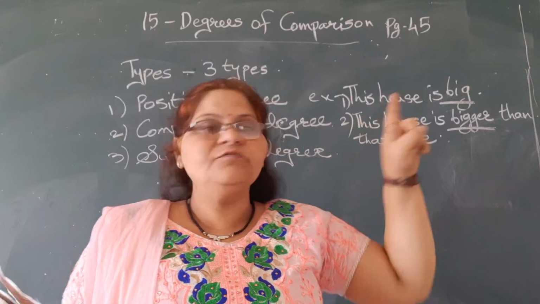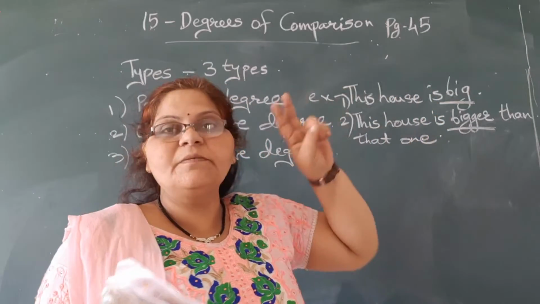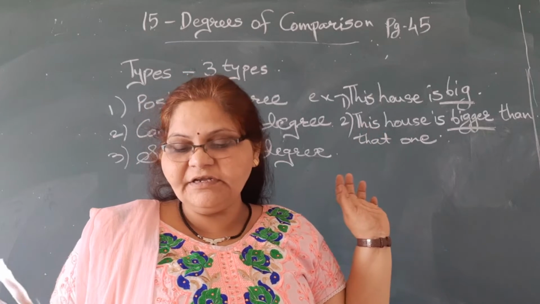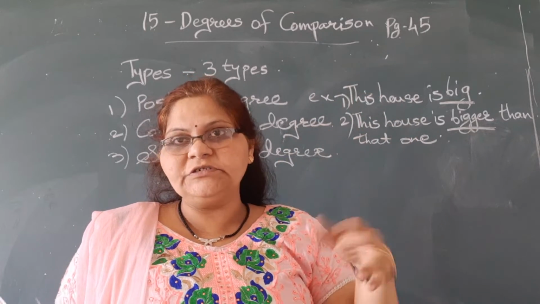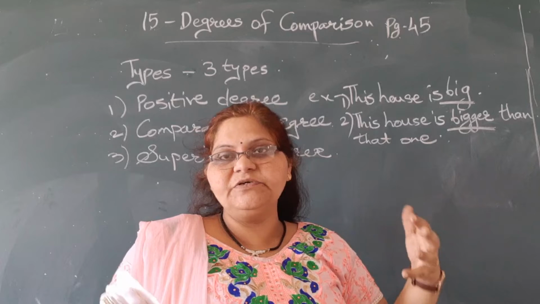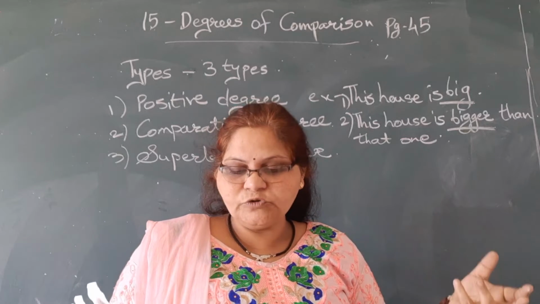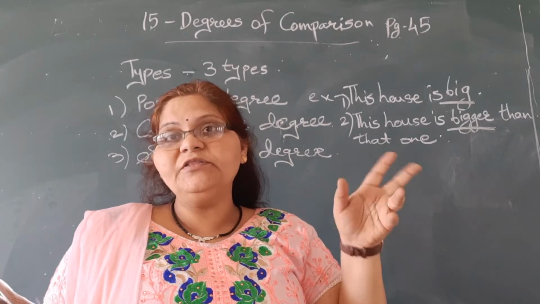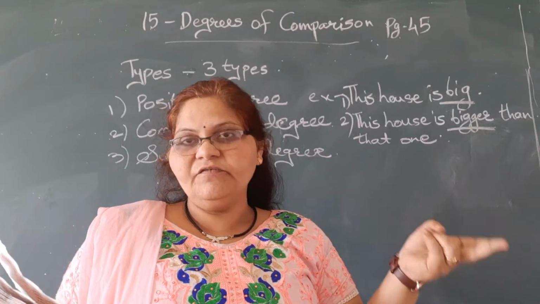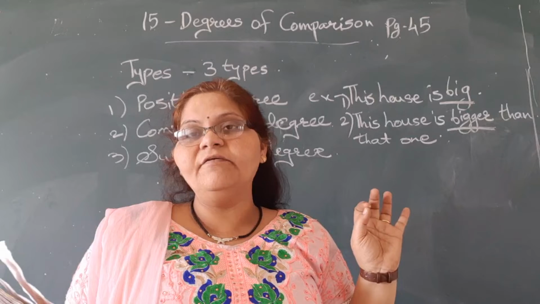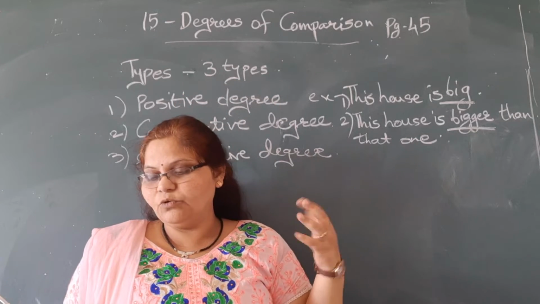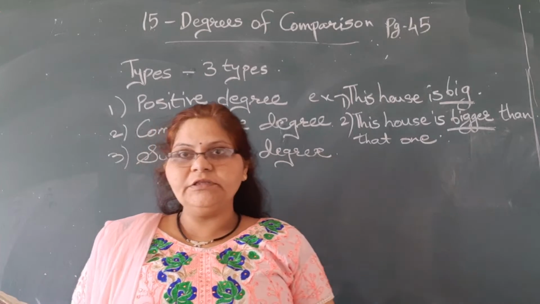So first it was just one. The second was comparison between two persons, two things. But in superlative, it is more than two persons or things, the comparison between more people. So when we compare more than two persons or things with one another, we use the superlative degree, because we are comparing more than two persons or things.